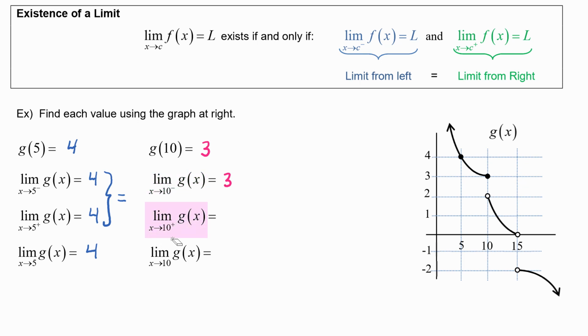The limit as x approaches 10 from the right of g of x means we would be coming along this part of the function, and that y value is approaching 2. Now because the limit from the left and the limit from the right do not equal each other, we have to say that this two-sided limit as x approaches 10 of g of x does not exist.